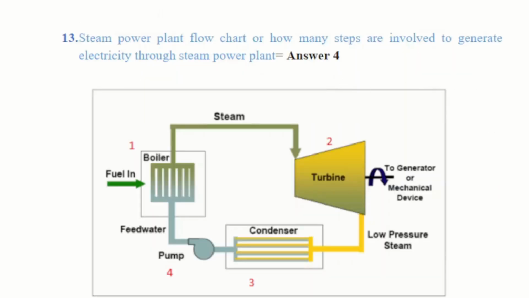Question number 13. Power plant flow chart: how many steps are involved to generate electricity through steam power plants? The answer is 4. You can see by this diagram there are 1, 2, 3, 4 written in red color. Those are the steps of a steam power plant. We take fuel as a source firstly, so it goes to the boiler. It is a power plant which is used to generate electricity by the use of a steam turbine.